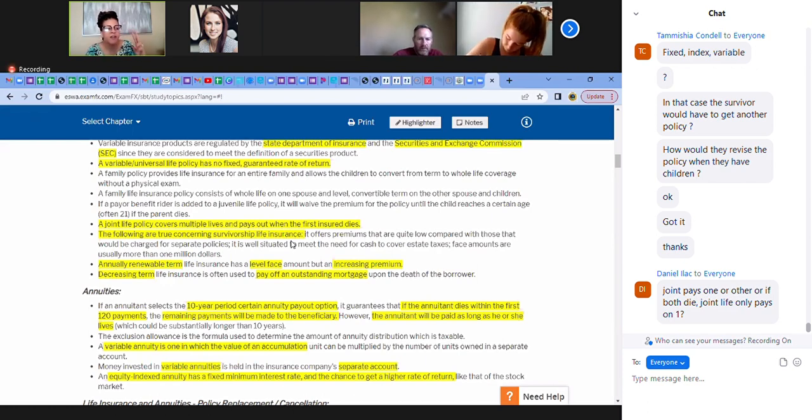And then the survivorship life is going to pay when the second person dies. So both have to die in order to pay out on that one. And the joint life, you are correct. If we both die, that's it. It's not leaving it to anyone else. The beneficiary will be the other person on there.